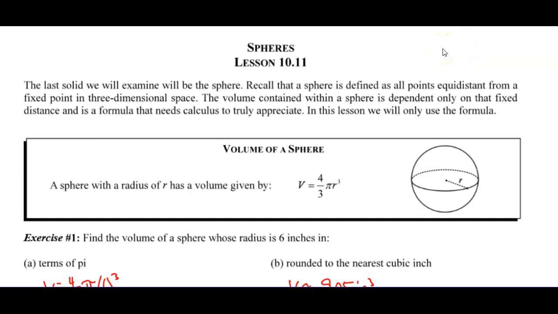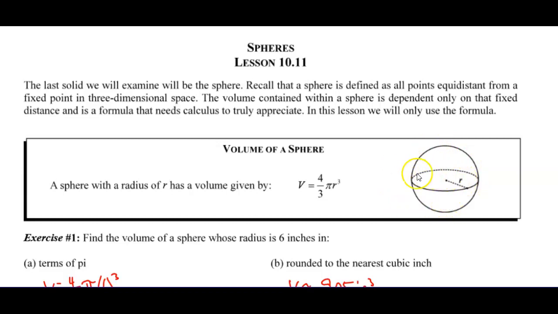So this lesson is regarding a sphere, and a sphere turns out to be probably the easiest of the three-dimensional figures because there's really only one dimension. To define a sphere, we are looking at a central point in space, and the sphere is defined as all the points that are equidistant from that center point, no matter what direction you go.